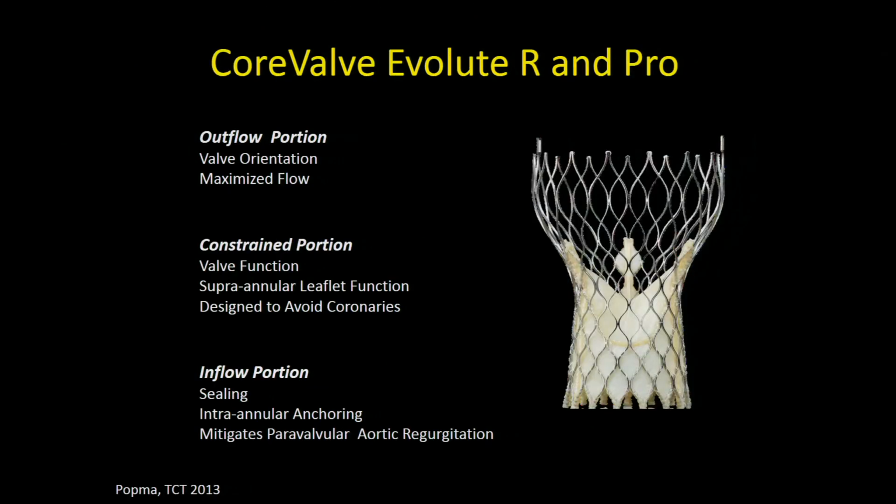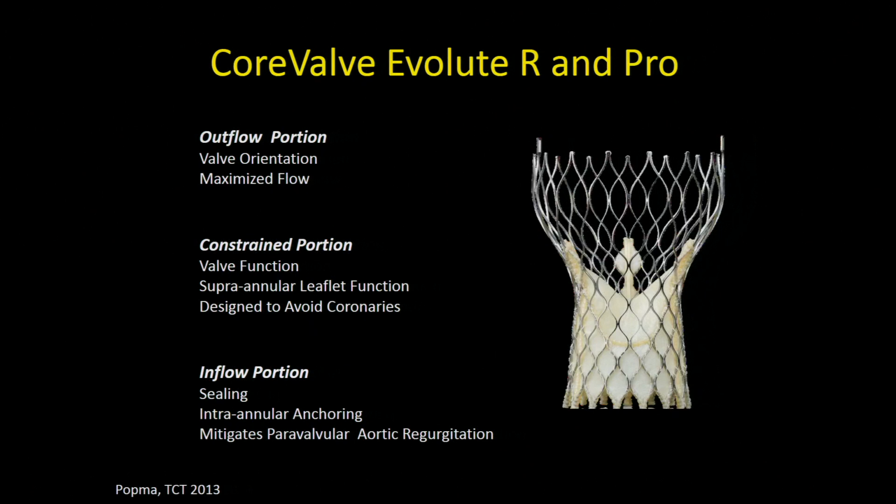The other valve that we use is the CoreValve Evolut. There's an Evolut R and an Evolut Pro. This is a slightly different type of valve. It's much taller. The other one is about 14 millimeters tall. This is about 5.5 centimeters tall. So it's a little bit different shape. It also has a stent component. It's made out of nitinol.